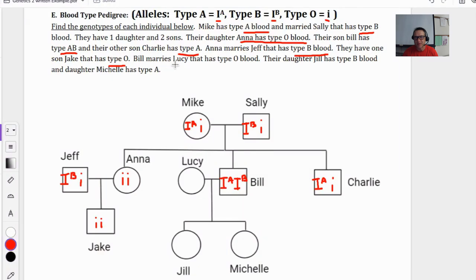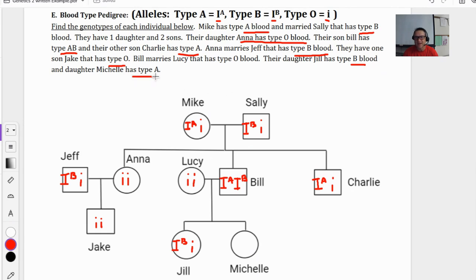Bill marries Lucy that has type O blood. Here's Bill. Here's his wife, Lucy. She's type O. We know her genotype. That's the only genotype you can have to have type O blood. Their daughter Jill has type B. So there's Jill. So we know she must have got the B allele. She had to have gotten the B allele from her dad, Bill. And I wonder what Jill got from the mom, Lucy. Well, all she's got is little i's. So obviously she got a little i from her mom.